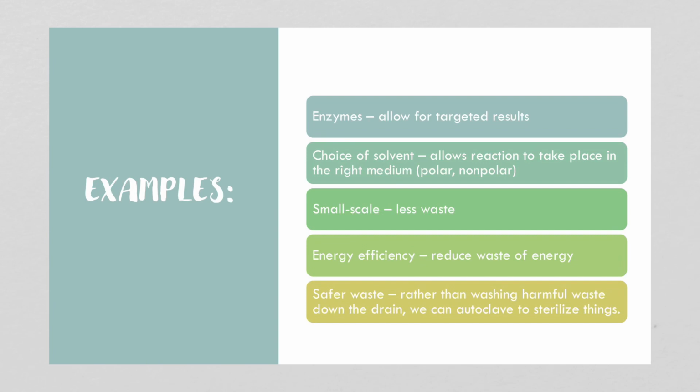So some examples of green chemistry. Using enzymes to have targeted results, because enzymes are specific to substrates. Choosing the right solvent, so allowing the reaction to take place in the right medium, whether it's a non-polar solvent or a polar solvent. Doing things on small scale produces less waste. Being energy efficient reduces the waste of energy. Having safer waste: rather than washing harmful waste down the drain, we can autoclave things to sterilize them, so then we're not producing the same amount of waste. An autoclave is almost like a heat sterilization instead.